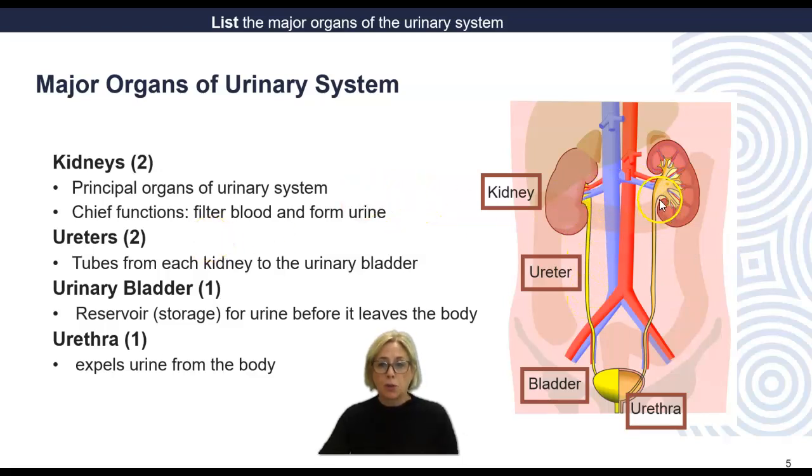Secondly, we have the two ureters, which are those tubes that take that formed urine from the kidneys to the bladder. And the bladder then is this reservoir or the storage tank for urine before it leaves the body. As I mentioned, it's a flexible organ that can expand as it fills up with urine and then shrink back as it empties. And then, of course, we have this one shorter urethra that expels urine from the body.